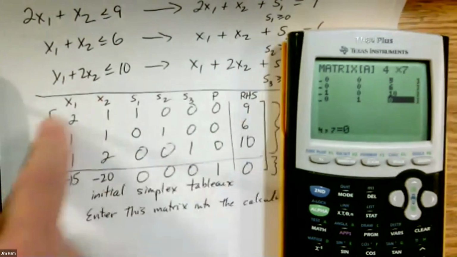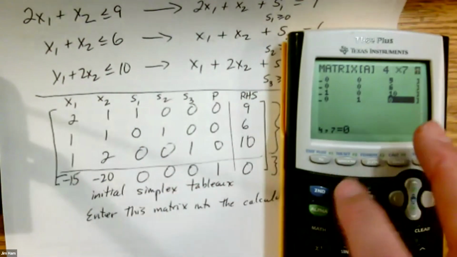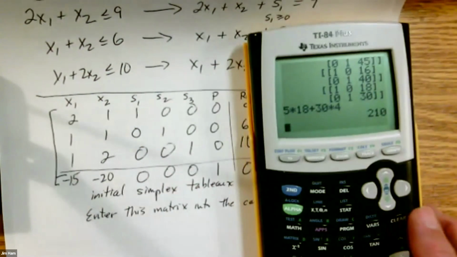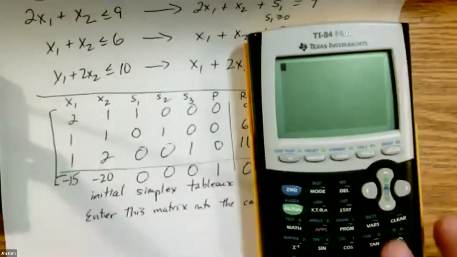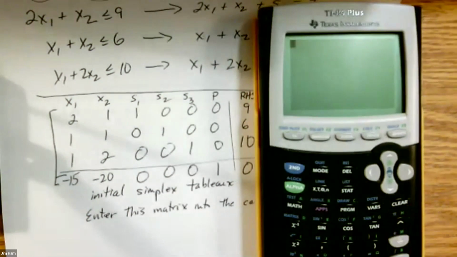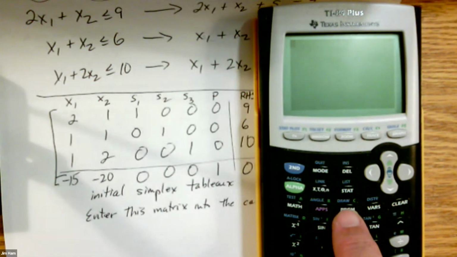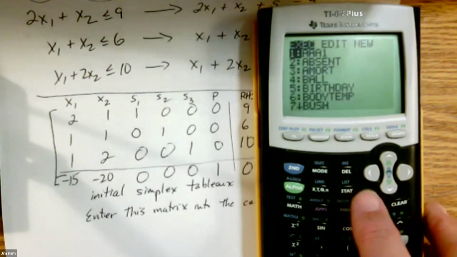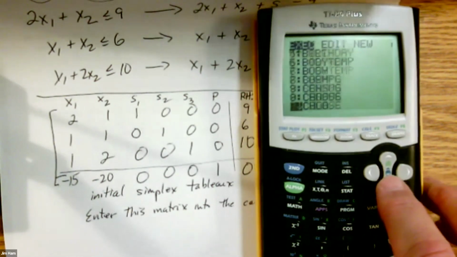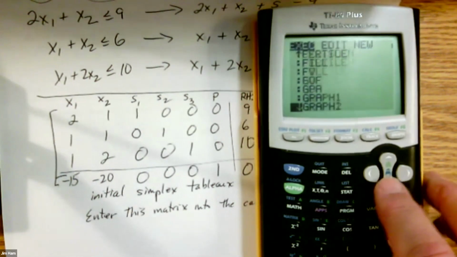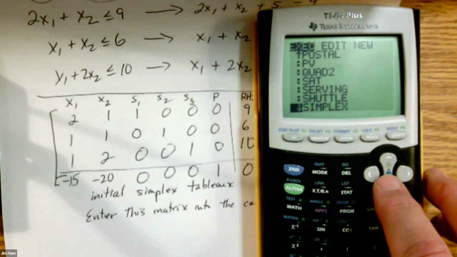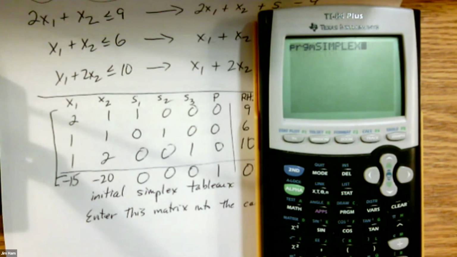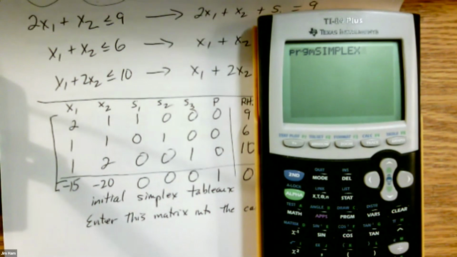So enter this whole matrix in, quit out of the matrix menu, and now we're going to go run the program. So right here's the program key. If you have uploaded that simplex program into your calculator, you will see it. It's not going to look like my screen, but you should have maybe just one program there called Simplex. There it is, Simplex.